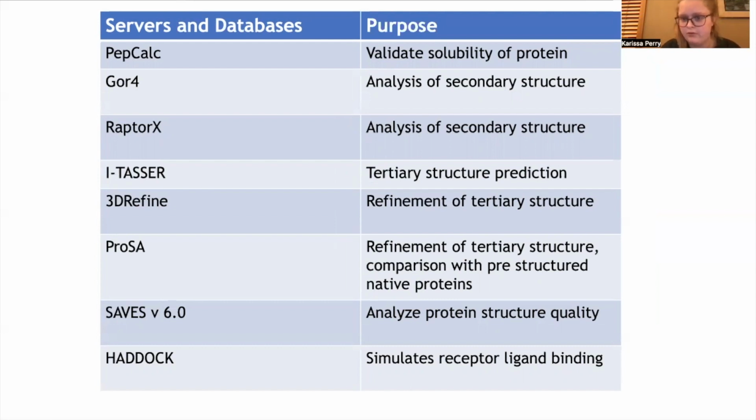3Drefine was used to refine the protein's tertiary structure. ProSA was used for further refinement and compared with pre-structured native proteins. SAVES v6.0 is used for analysis of protein structure quality. And HADDOCK is the molecular docking software, which simulates receptor ligand binding.